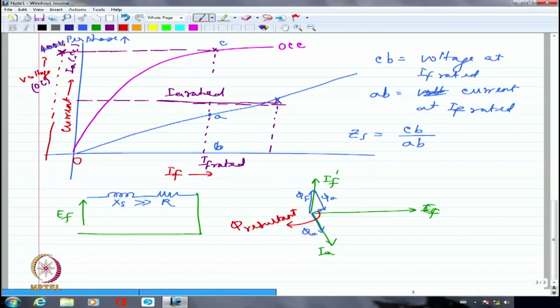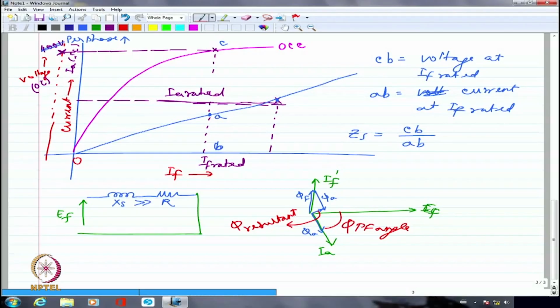Why only under short circuit condition? Under short circuit condition I am not having any load here. Otherwise I will have a load here which will determine the power factor. Here is the power factor of the machine roughly. This is the power factor. So this power factor angle happens to be almost close to 90 degrees because of this reason. If I connect a highly inductive load at this terminal, it will almost behave the same way.